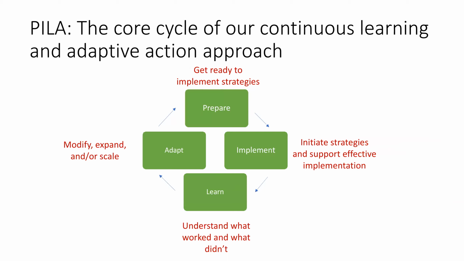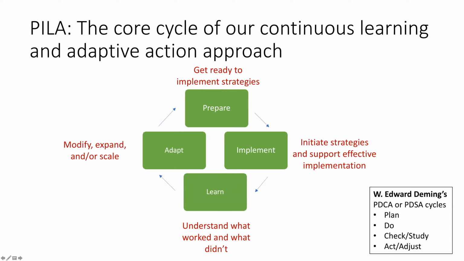Before we go on, I want to pause for a moment to call your attention to how our cycle relates to other popular quality and continuous improvement processes. You may be familiar with or have heard of Edward Deming's PDCA, or sometimes it's referred to as a PDSA cycle, which stands for plan, do, check or study, and act or adjust. These are very popular and used in a number of settings to enhance quality and or create an environment for continuous improvement.